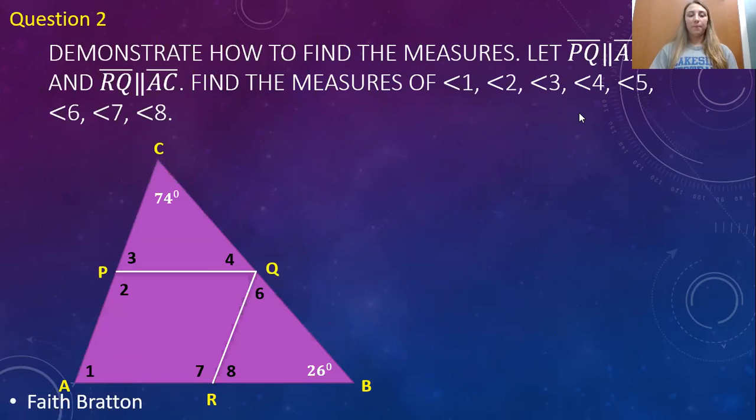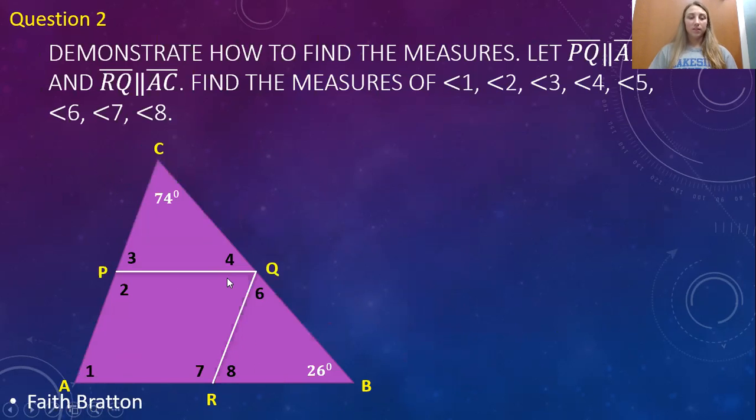So we're going to let PQ and AB, and RQ and AC, be parallel. We start by finding the measure of angle 1. There are two angles whose measures are known, angle B and angle C. Angle 1, angle B, and angle C are the three angles in triangle ABC. The sum of the angles in a triangle equals 180, so the whole triangle will equal 180.